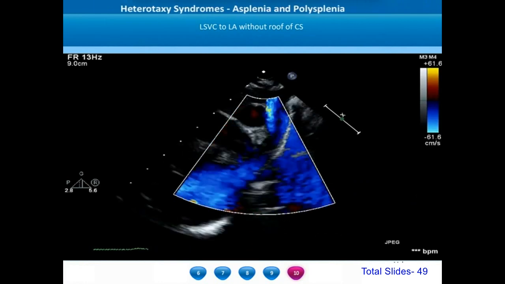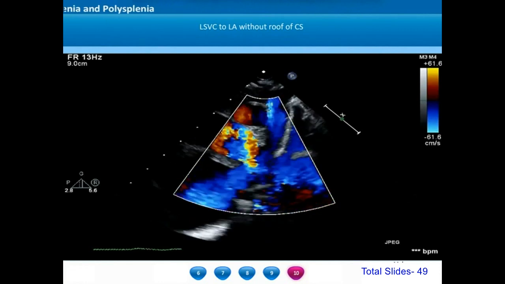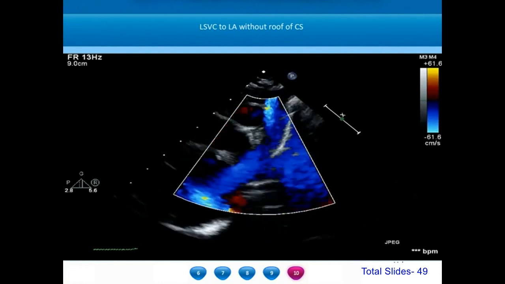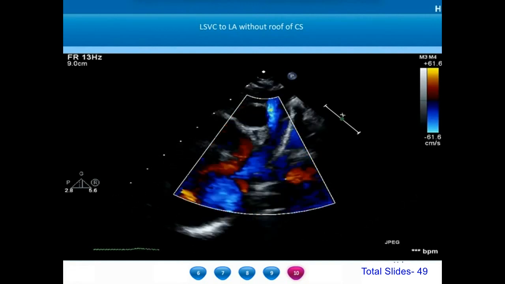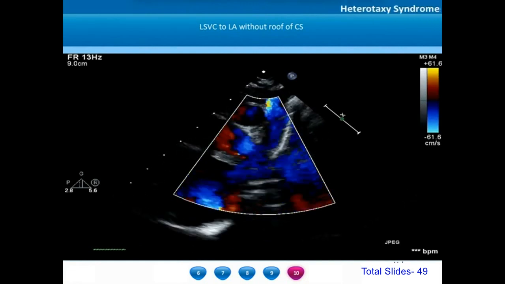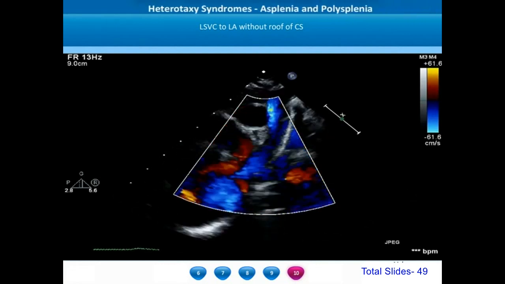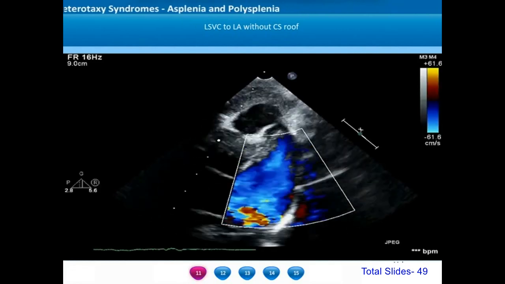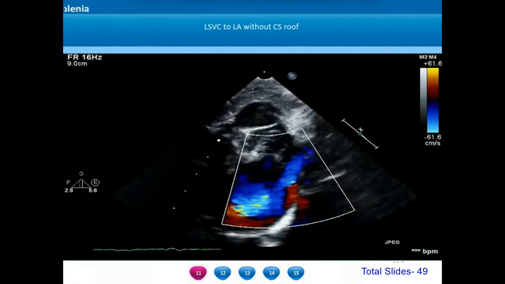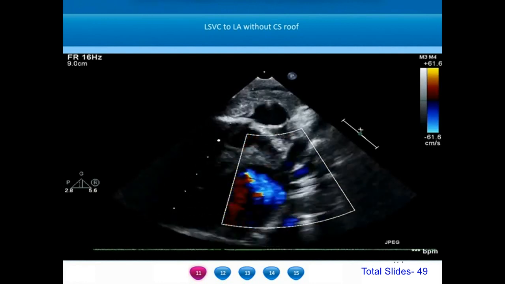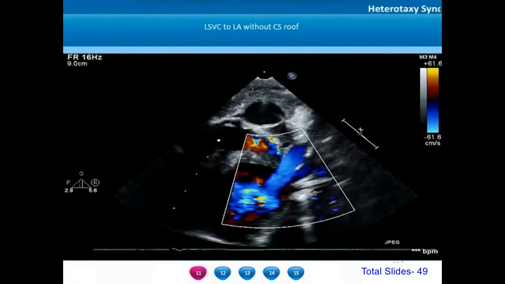Coronary sinus is an integral part of the left atrium. So whenever there is right isomerism, there is bilateral right-sidedness, and so coronary sinus is often absent. You can appreciate the left superior vena cava directly draining into the roof of the left atrium without any formation of the coronary sinus. It is important to recognize that there is no coronary sinus in this parasternal short axis view. Coronary sinus is extremely uncommon to be seen in an asplenic heart.